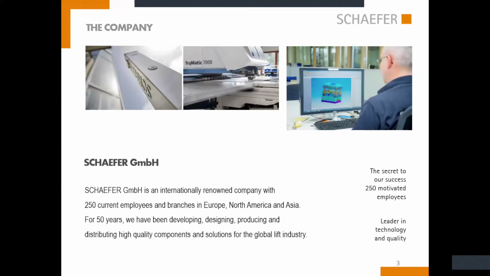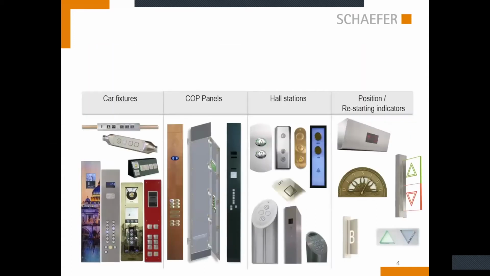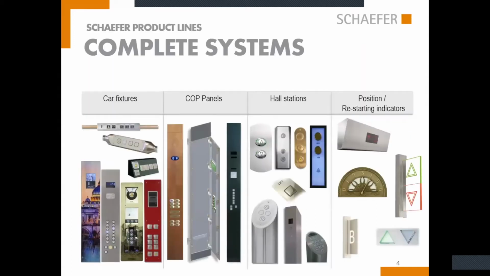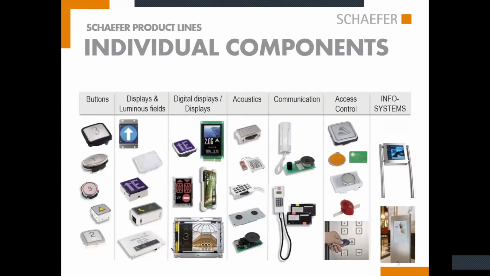So Schaefer is an international company. We have operations all around the world, at least the major part of the world. So Europe, North America, and Asia. We have around 250 employees. We offer complete systems in the sense that for the core fixtures, COP panels, hall stations, and position indicators, we also offer individual components like push buttons, displays, acoustic devices, communication devices, access controls, and infotainment systems.